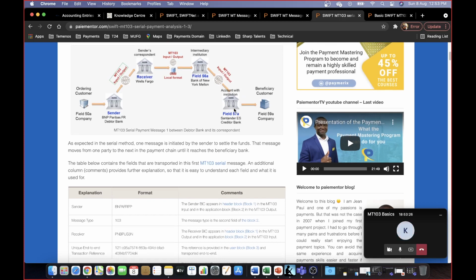Okay. This bank is the beneficiary's account. So there is a beneficiary. Let's say there is a company called XYZ company. That company is the final beneficiary of payment. That bank, that customer's account will be in tag 59.